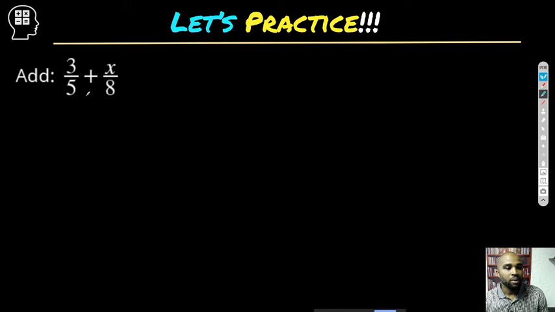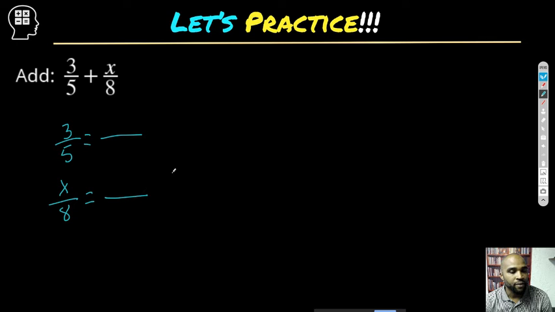So again, this is our last problem. We got a variable this time. How are we going to handle this? Let's take these two. These look pretty simple this time. 3/5. We need a common denominator. And x over 8. Please don't be thrown off by the variable because they do that a lot of times to make sure you understand how to do it, not just trying to get some numerical answer.